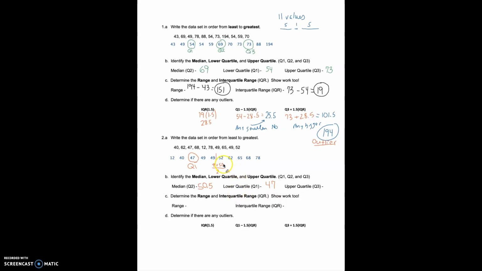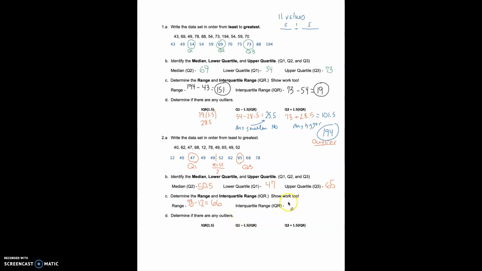And then the 5 values of the upper half, the median or the middle term of the upper part would be 65. So it would be Q3. So now we're going to find the range. The range is we take the highest value, which was 78, and then subtract the lowest value, which is 12. So 78 take away 12. You can use a calculator or do that in your head. We get 66.